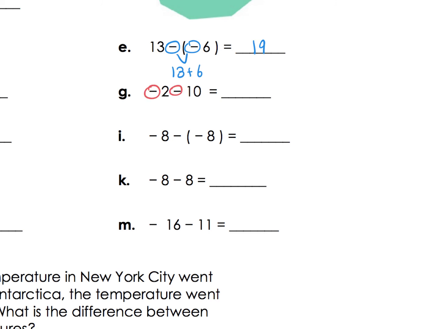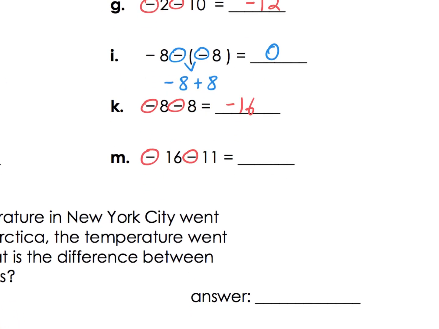Same signs are sad, so we add and get negative 12. Here, I'm going to draw my face first and then rewrite it. Negative 8 plus 8 gives me 0. Same signs are sad, so we add and get negative 16. Again, same signs are sad, so we add. What does this give you? You should get negative 26.